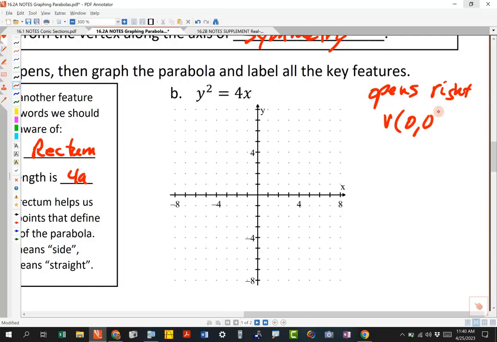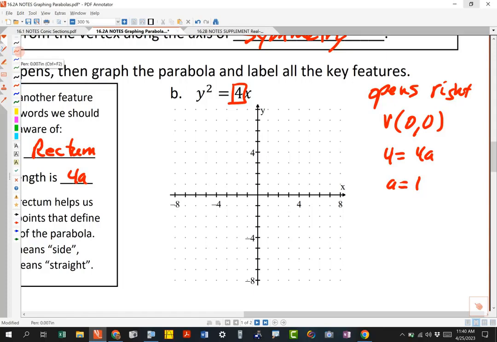It's the origin, 0, 0. And then we have to figure out what A is. So we take this number right here, and we set it equal to 4A. If you want to do the algebra, that's totally fine. If you just want to write down that A is 1, that's totally okay with me. Everybody good with that?